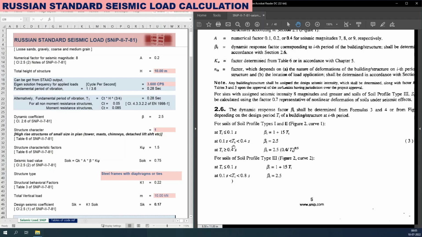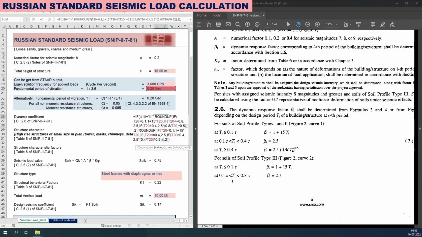In case Ti is greater than 0.1 second and less than 0.4 second, we need to consider 2.5 as the beta value. And the third one is, if Ti is greater than or equal to 0.4 second, then the beta value is Beta equal to 2.5 times (0.4 divided by Ti) power 0.5. In our case, our fundamental period of vibration is 0.28 second, which lies in the second option. So our beta value is 2.5. So here 2.5 is calculated as the dynamic coefficient.